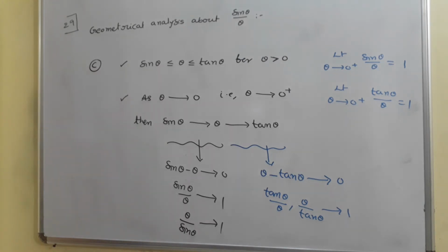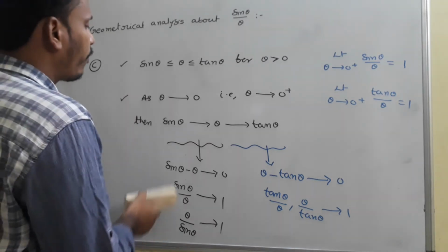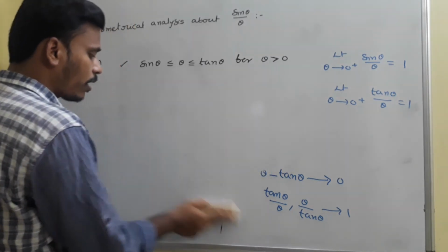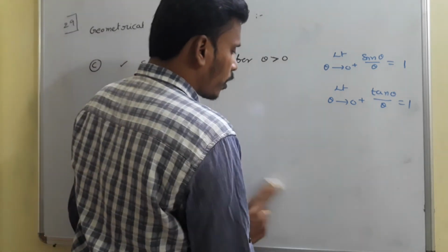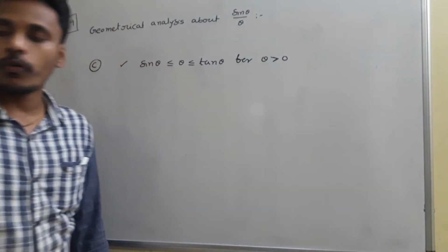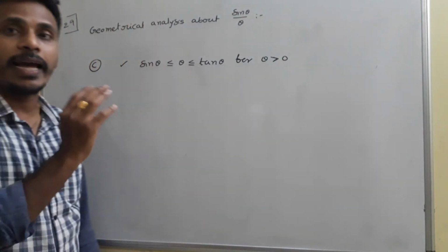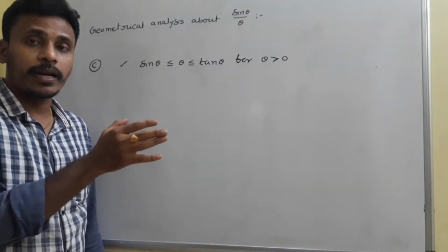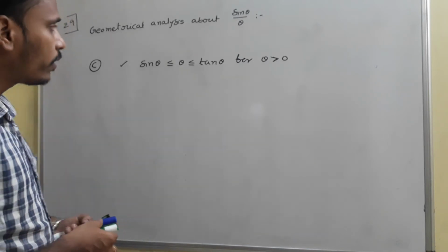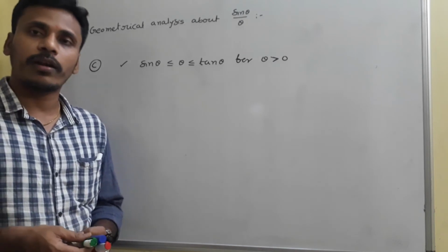So next, see here we are finding the left limit and right limit of sin theta by theta directly. But in L'Hospital's rule or using series expansion, we found that the limit value of sin theta by theta is 1, but directly. There is no separate discussion for left and right limits in those situations, but geometrical analysis gives you an idea about left and right limits.